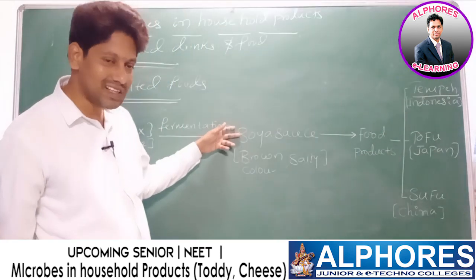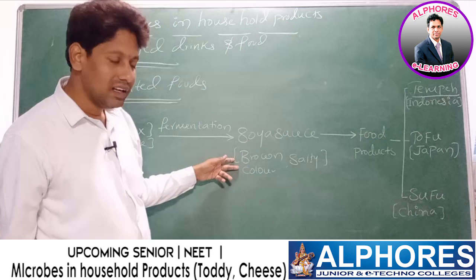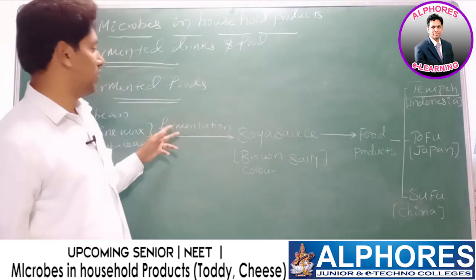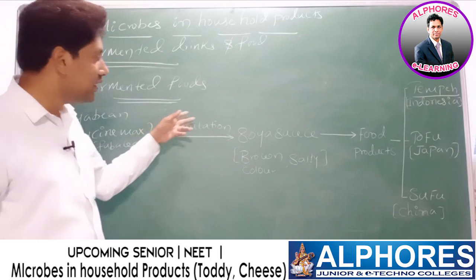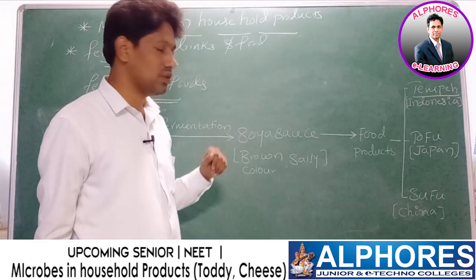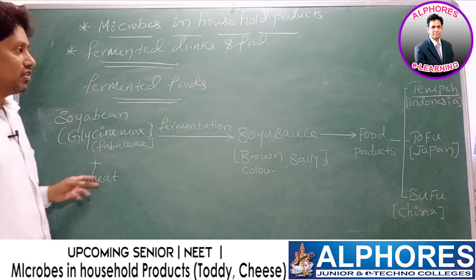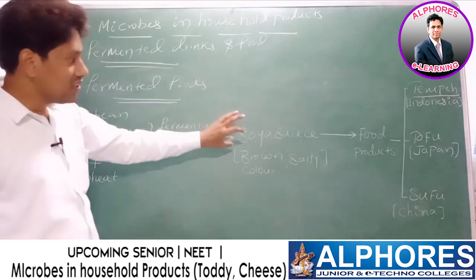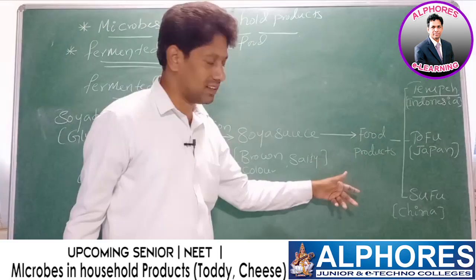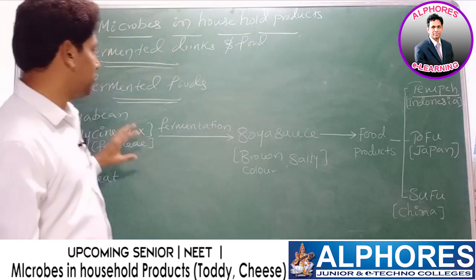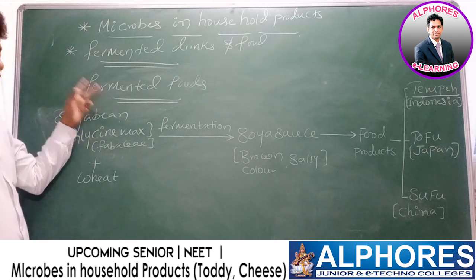How is this soya sauce? It is brown in color and slightly salty. How did we get this soya sauce? By the fermentation process. On fermentation of soya bean and wheat, we got this soya sauce. From this soya sauce, we got different food products such as tempeh, tofu and sufu. Therefore, these are best examples for fermented foods.